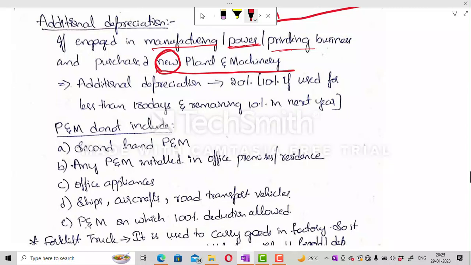So what is the rate of additional depreciation? 20%. But if they use it for less than 180 days in the year, then only 10%, means 50% of that, and the remaining 10% we can claim next year. We do not have that option for normal depreciation, but for additional depreciation we have that option, 10% this year, 10% next year.